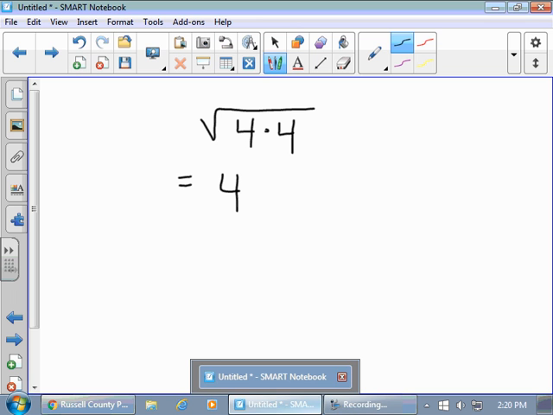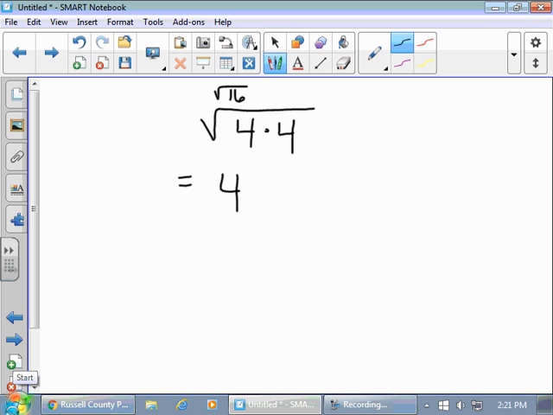So my answer, the square root of this. Which, what do we know? 4 times 4 is what? 16. So originally the beginning problem might look like square root of 16, and I know that that is 4 times 4. So 4 comes out from underneath the square root.